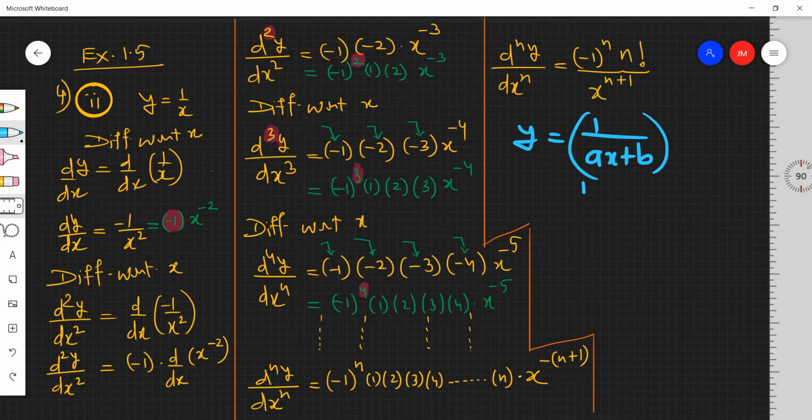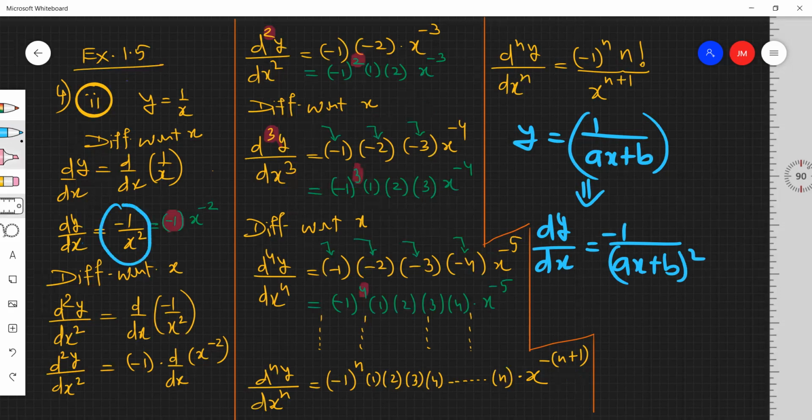So what will be the first derivative here? dy by dx, you will get minus 1 upon ax plus b the whole square, right? What you will do next? Minus 1 upon x squared you got. Here you will get minus 1 upon ax plus b whole squared into d by dx of ax plus b. Remember, it is not 1 upon x, it is 1 upon f of x. Every time you differentiate, you will have to write the derivative of ax plus b, which is a. So here you have a.